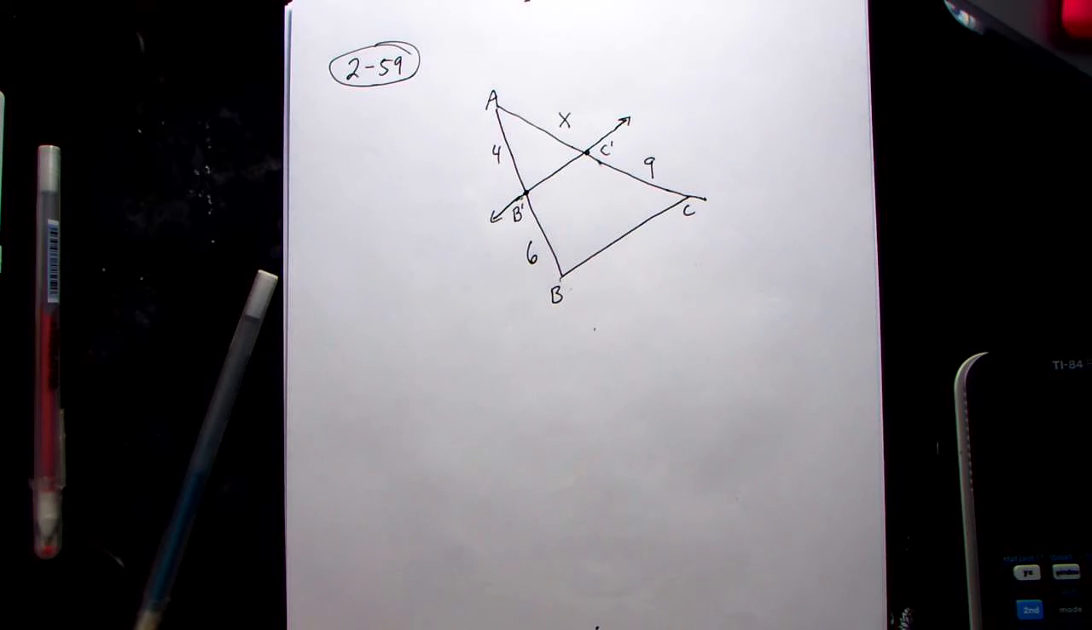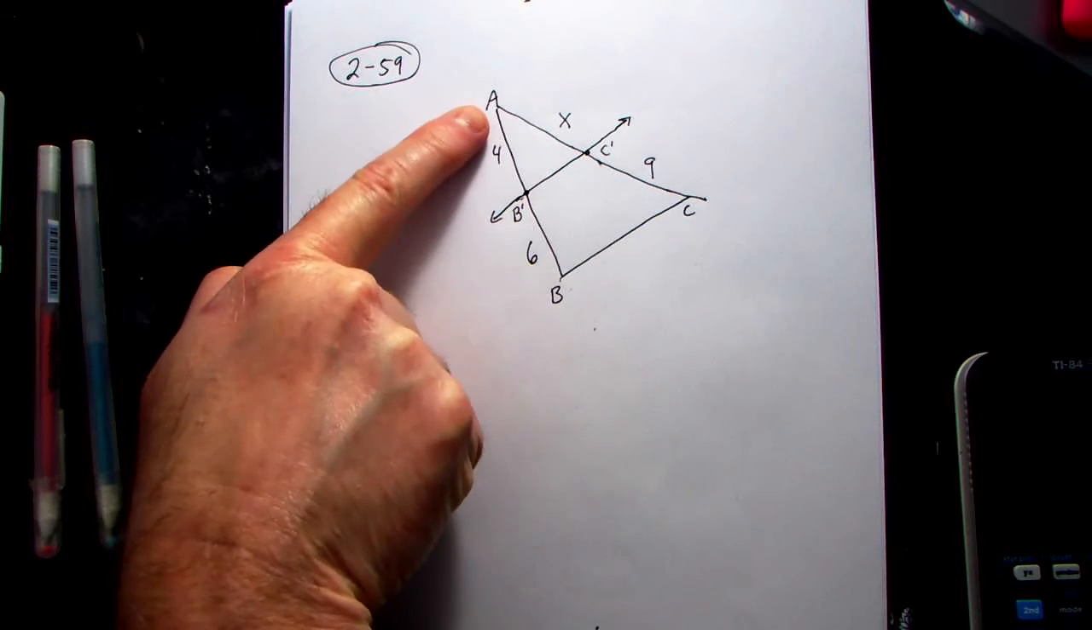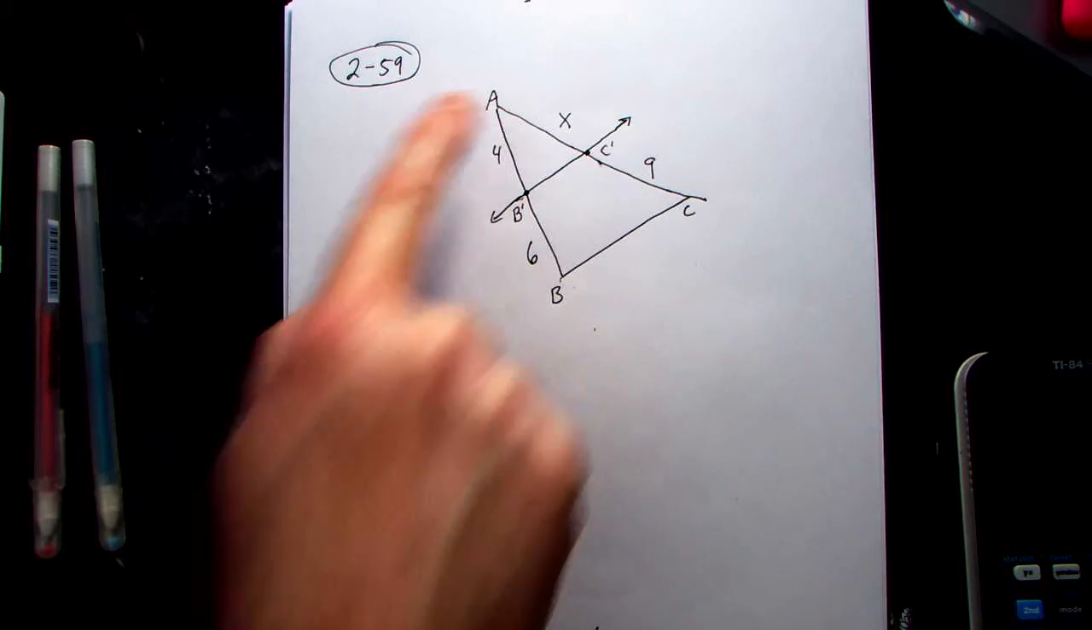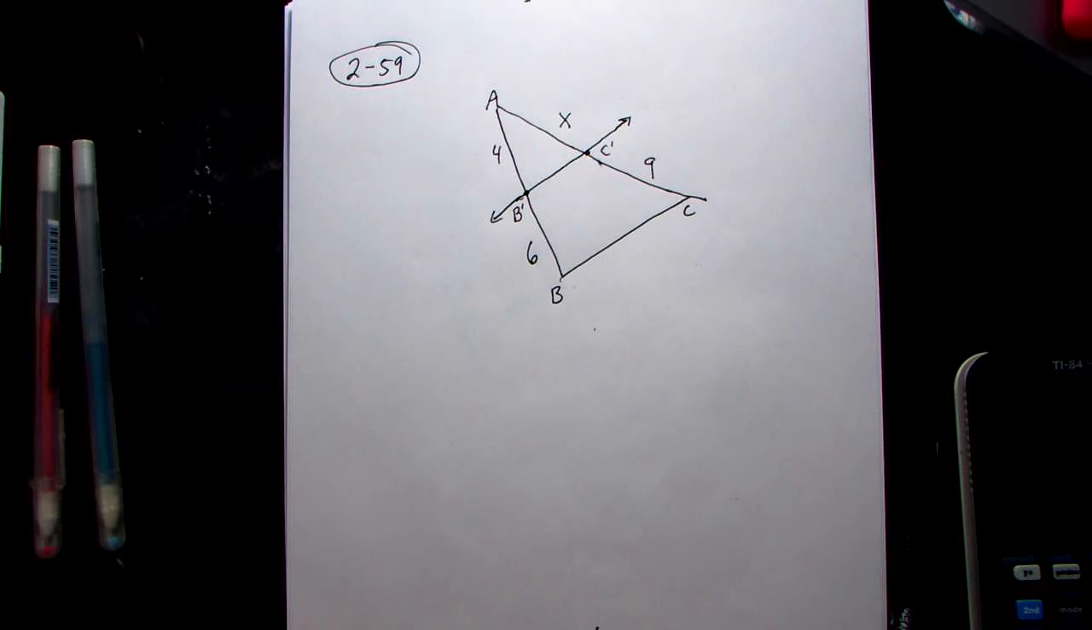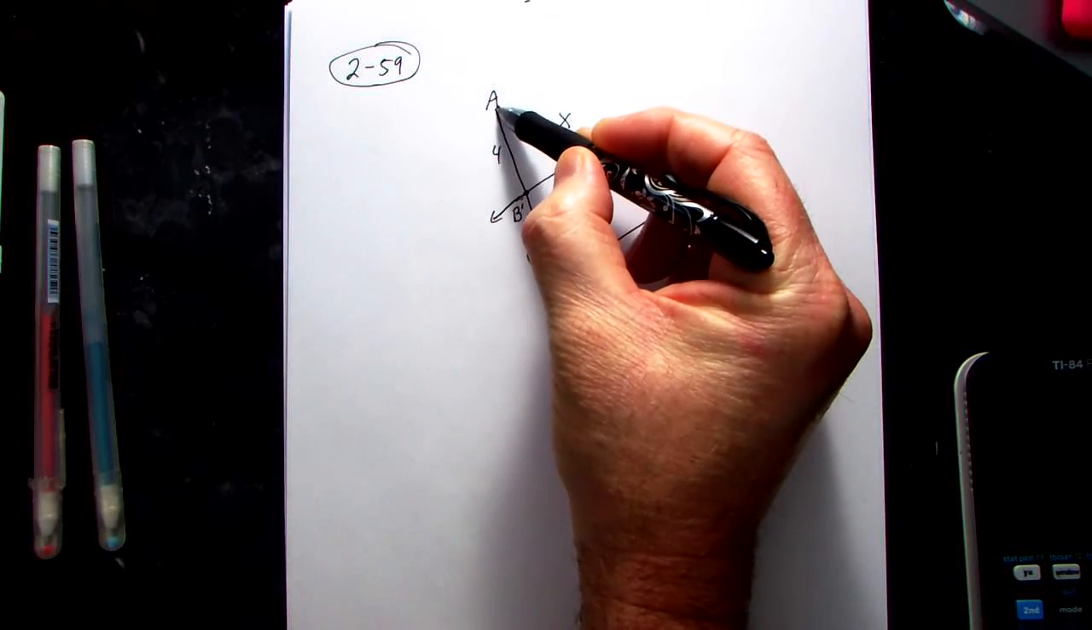Hello, team. Here we're going to tackle 2-59, which is a similarity problem. We're starting with the picture that was in the book. We originally started with A, B, C, those 3 points, which made up a triangle. And then there was a dilation through a point of dilation.